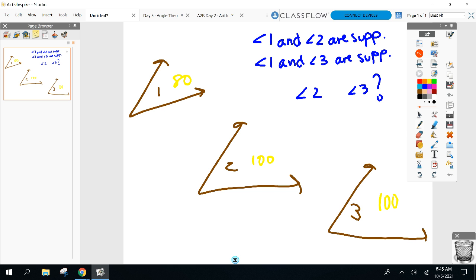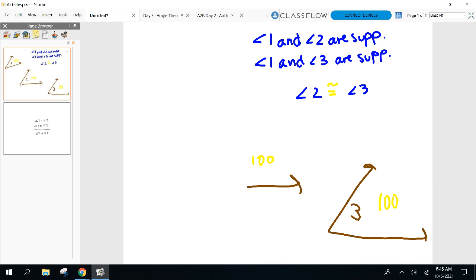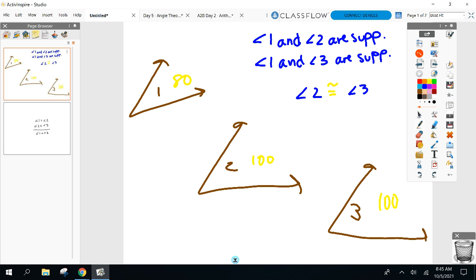A lot of people want to say automatically, oh, they must be supplementary because of substitution. No. Wait. Substitution only works for equal quantities. Now I could say by substitution 1 equals 3. Substitution only works for equal quantities. It does not work for words. What I just showed you up here is your first theorem today.